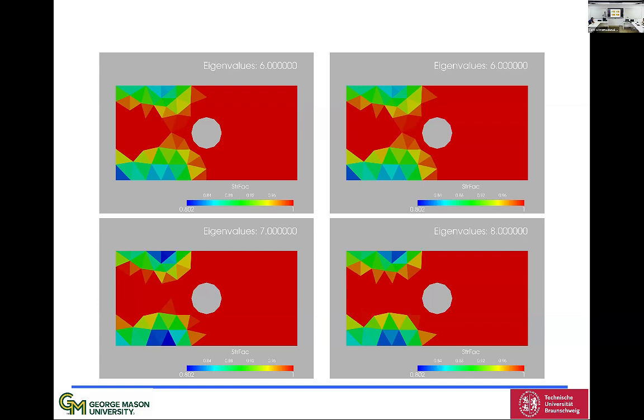And of course, if you have more symmetries in your structure, it gets worse. So if you want to do something based on accelerometer or some kind of frequency measurement, you have to complement it with a displacement. Otherwise, it's not going to be unique.